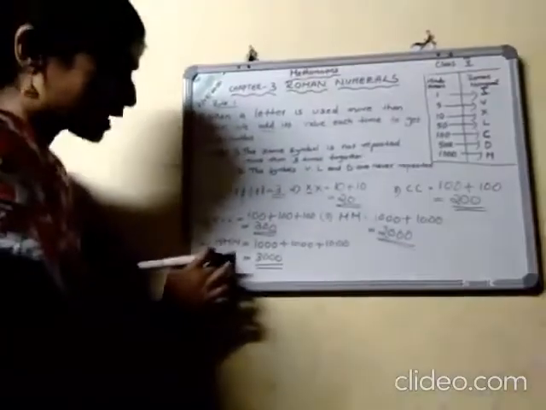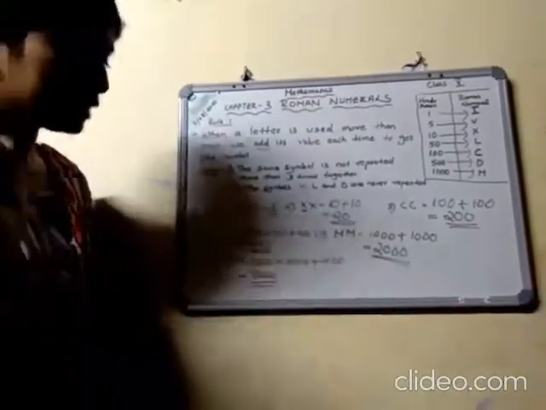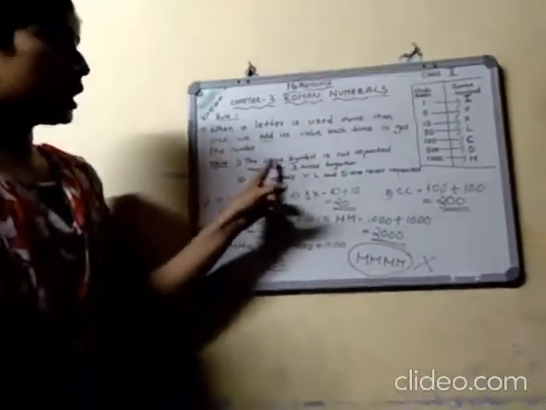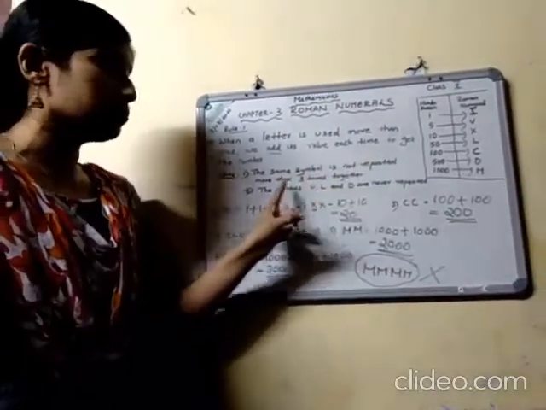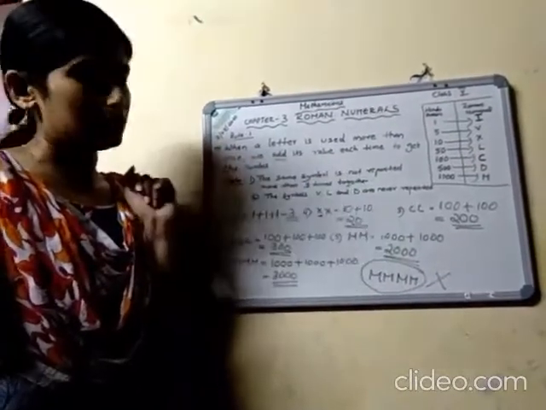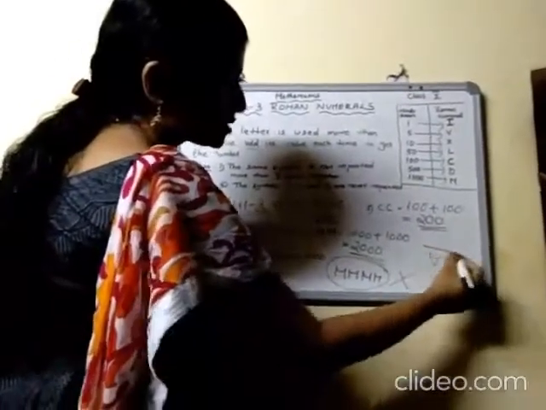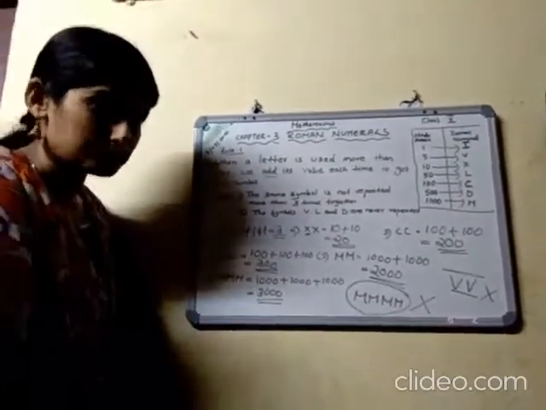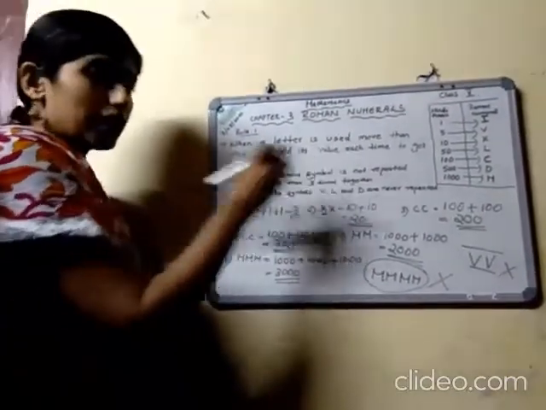Now a letter can be used at most 3 times. So this representation of MMMM is wrong. Why? Because the same symbol is not repeated more than 3 times. Similarly, this representation is also wrong. Why? V, L and D are never repeated. So you should keep in mind this rule and these 2 points.